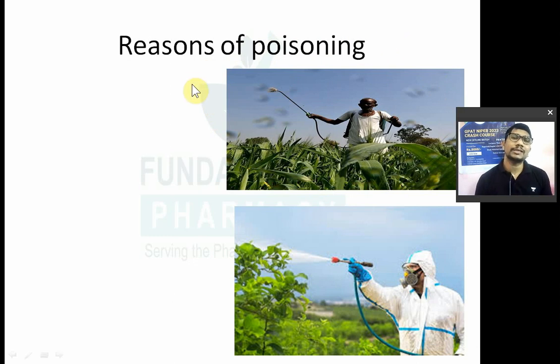So what are the reasons for poisoning? Basically, the first reason is accidental poisoning. Now why is there accidental poisoning? If you don't know about the poison, suppose you picked up a bottle, and you don't know that there is poison in it, and you thought it was water and drank it. So that is a type of accidental poisoning. If you are not aware that poison is there in that particular container and you eat or drink that, that leads to accidental poisoning.